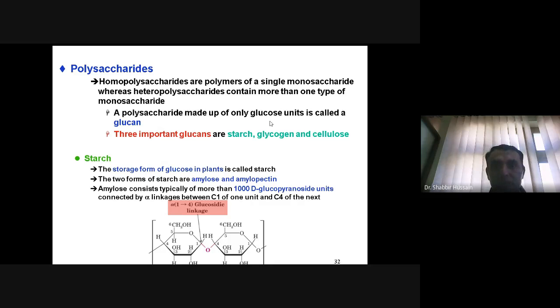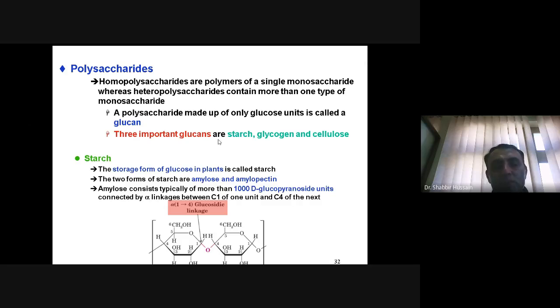A polysaccharide made up of only glucose units is called a glucan, right? There are basically two classes, that is homopolysaccharide and heteropolysaccharide. Homopolysaccharides are polymers of a single monosaccharide, whereas heteropolysaccharides contain more than one type of monosaccharide. For example, one glucose is attached with one fructose and one fructose is attached with one glucose. A polysaccharide made up of only glucose units is called a glucan, since it is a homopolysaccharide. If all our glucose units are connected with each other and form a polysaccharide, it's called a glucan, right?